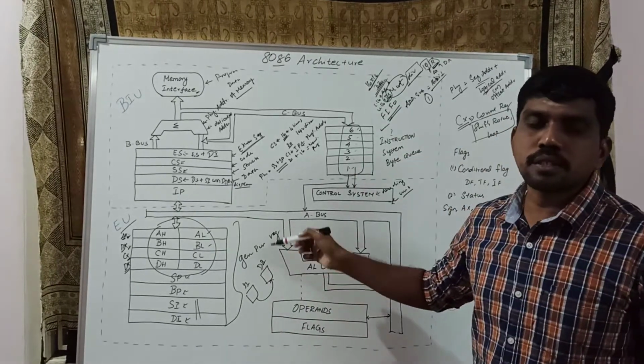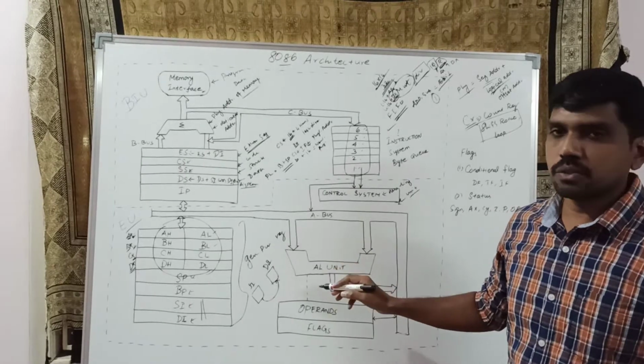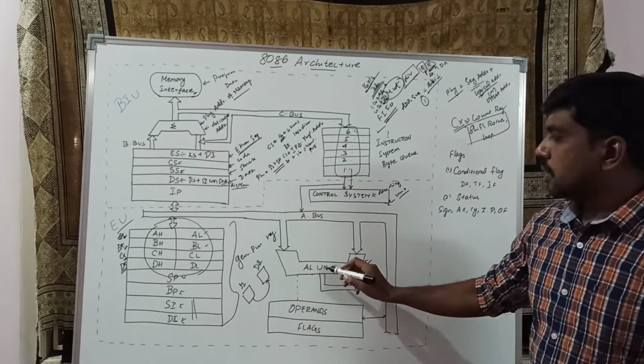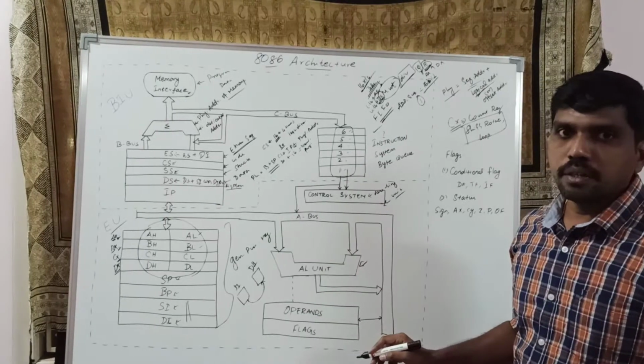All of that we discussed in instruction format and address signals. The next block is the ALU. The ALU is the arithmetic and logical unit.